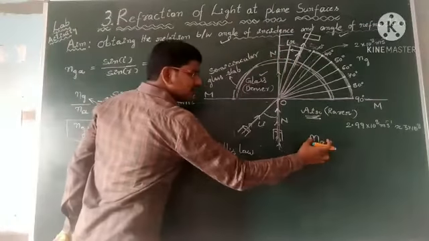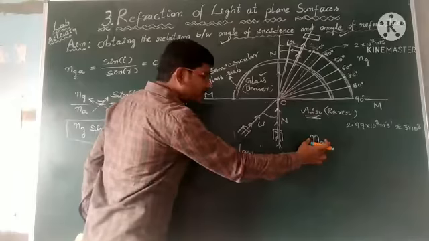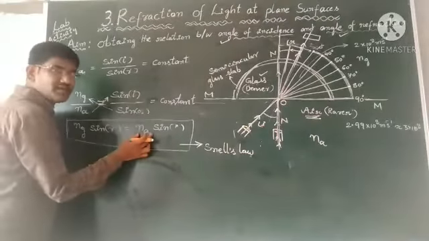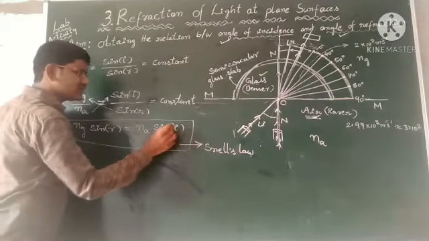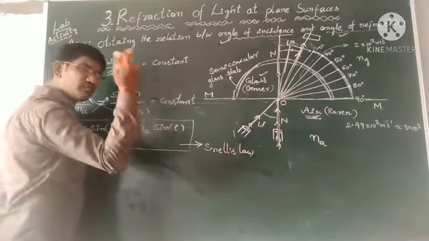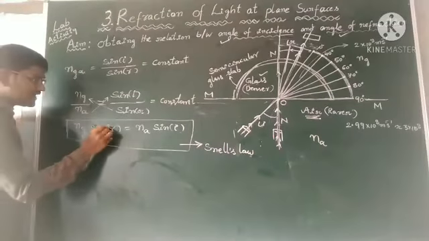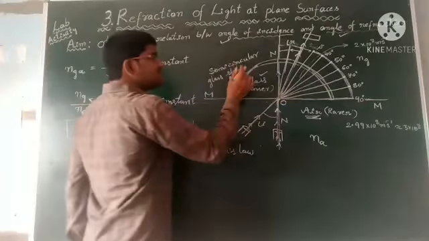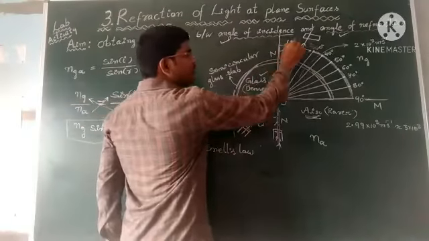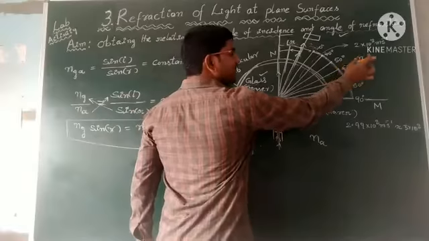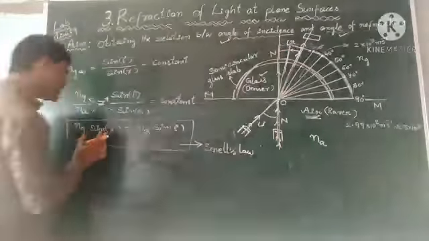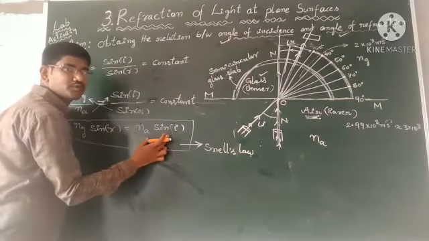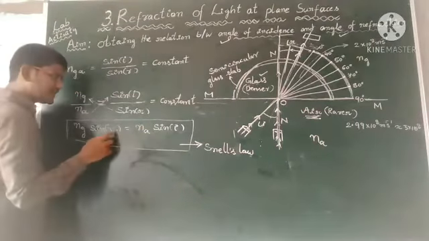Now take n suffix A into the particular angle of incidence: n_A into sin i, the refractive index into the sine of the angle of incidence. For this angle of incidence, I get one angle of refraction, let it be r, and this r is in this medium. Then n_g into sin r, where this is the angle of refraction and this is the refractive index. This product ratio is the same as that product ratio. So for a particular i, you will get a particular r.